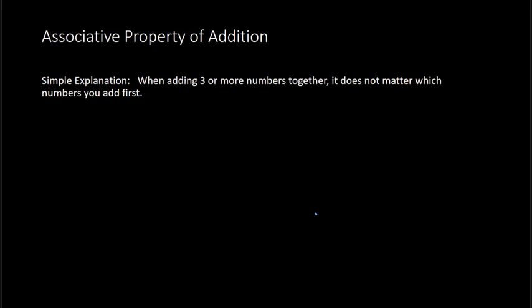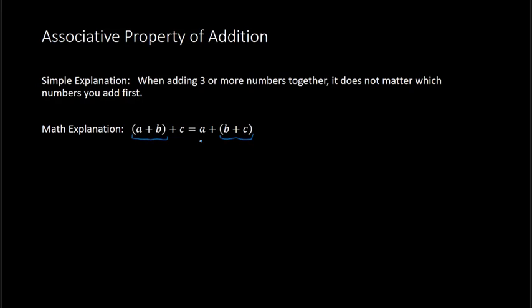A third property is called the associative property. The associative property says that when you add 3 or more numbers together, it does not matter which numbers you add first. For a math explanation with math notation, we would have this expression where we have the 3 numbers being added together, a plus b plus c, on both sides. The difference is the way that I'm grouping the numbers together. So I can add the first 2 together first, and then add c after, or I can add the last 2 numbers first, and then add the number a after.